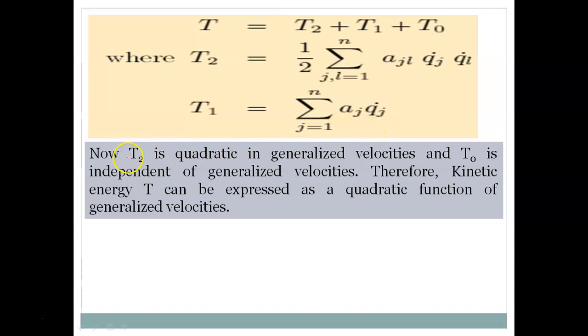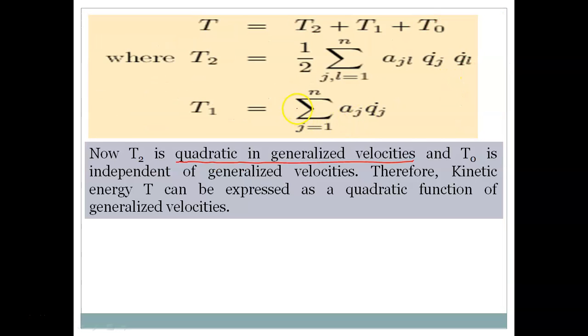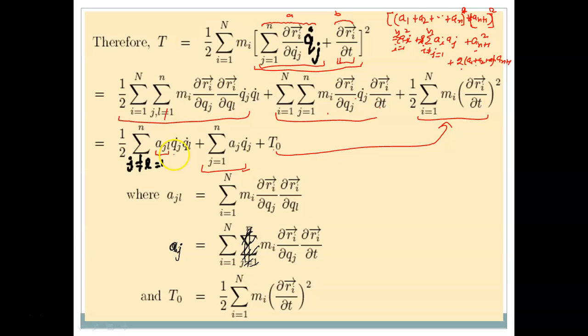So here we have expressed T2 as a quadratic function in terms of the generalized velocities. And here T naught is independent of generalized velocities. You can see the value T naught is independent of generalized velocities. So in all, if you look at the expression of T, it is quadratic in terms of generalized velocities, because here you can see q_j dot, q_l dot, these are generalized velocities, and the total degree in generalized velocities becomes 2.